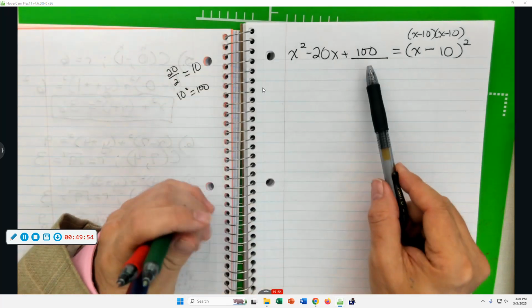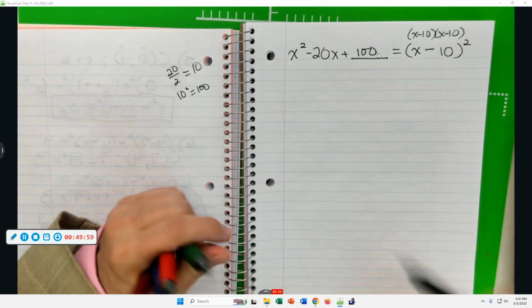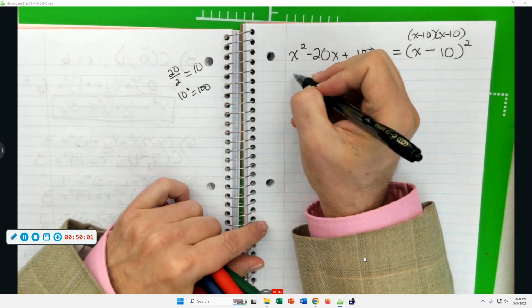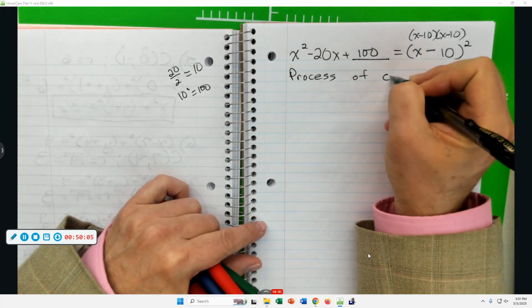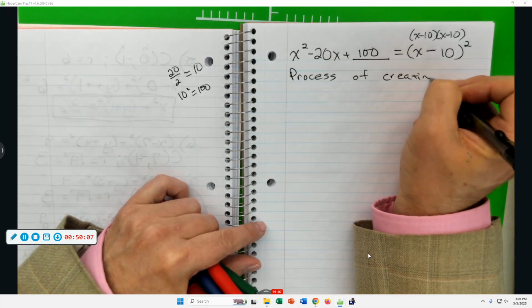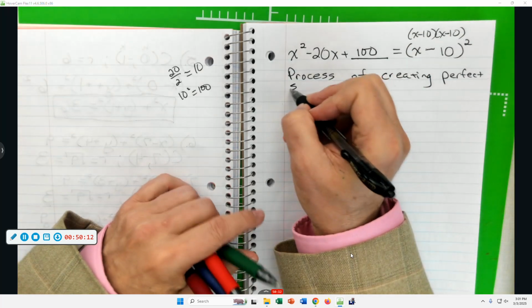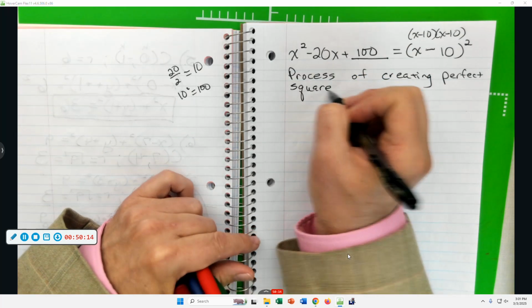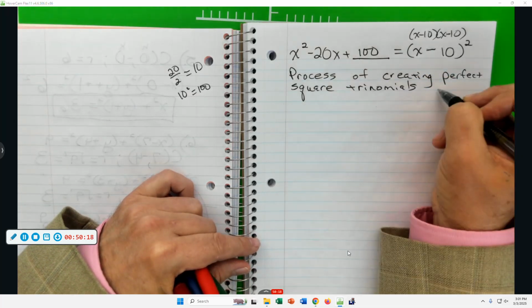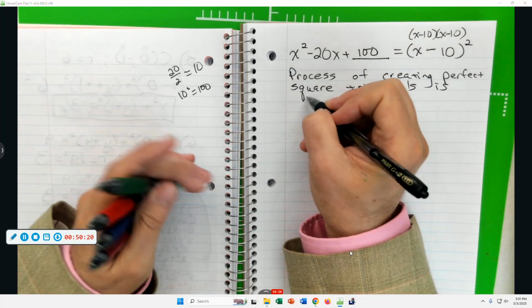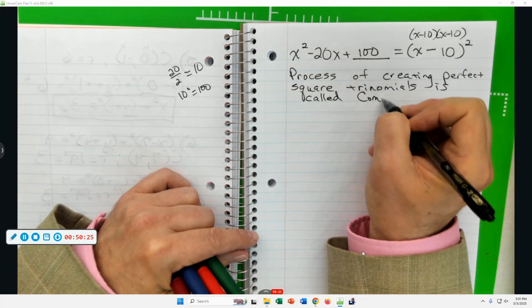This process of creating perfect square trinomials is called completing the square.